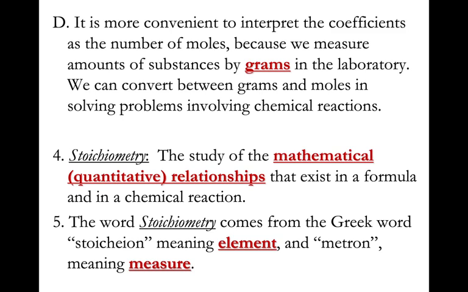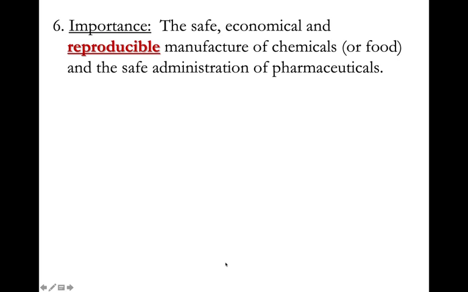If we break down the word stoichiometry, it comes from the Greek word stoichion, which means element, and metron, which means measure. And the ry there basically refers to pertaining to. So it's pertaining to the measure of the elements. Let's talk about why this is important.